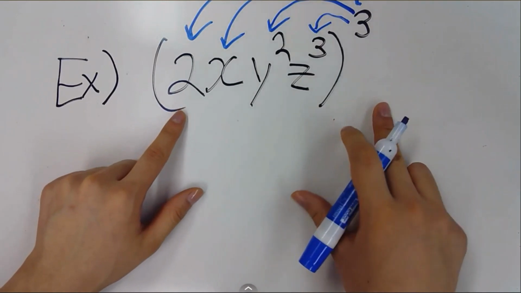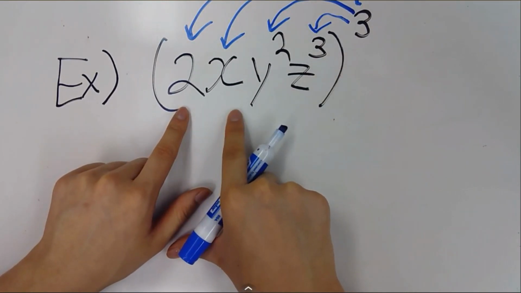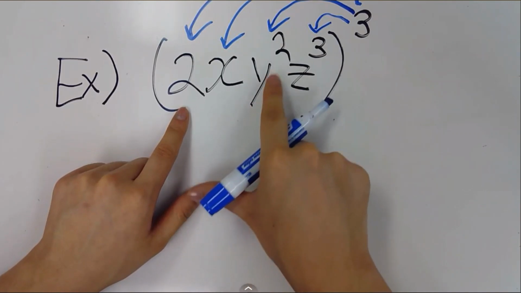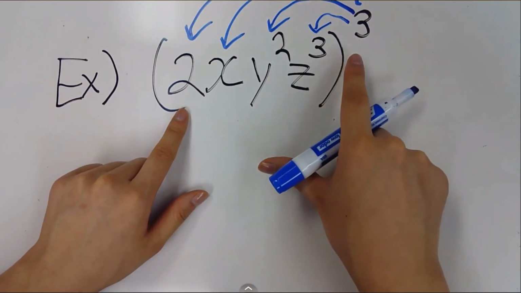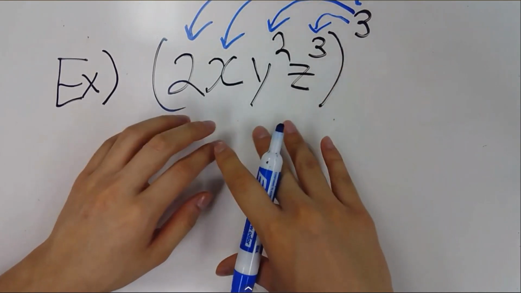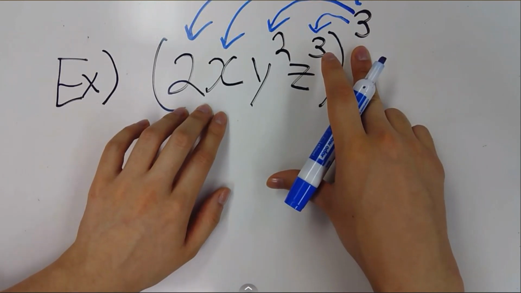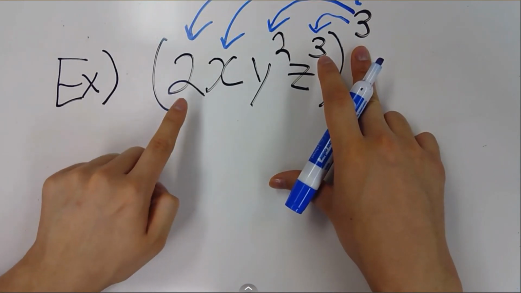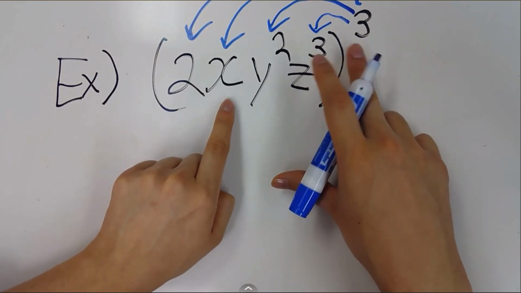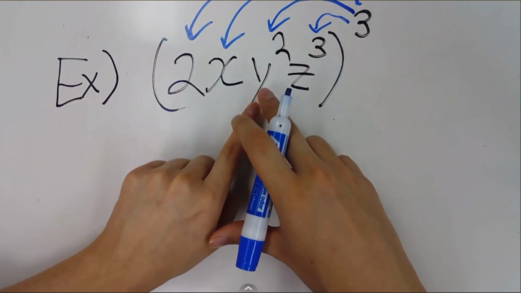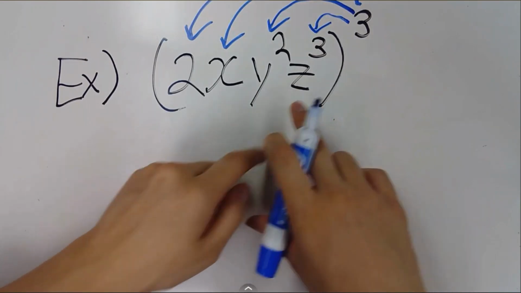So what does this actually mean? This means that we have 2 times x times y squared times z cubed. And we are going to be multiplying the exact same thing 3 times, which means we are going to be doing 2 times 2 times 2, x times x times x, y squared times y squared times y squared times z cubed times z cubed times z cubed.